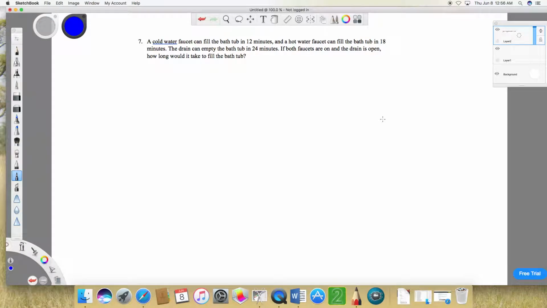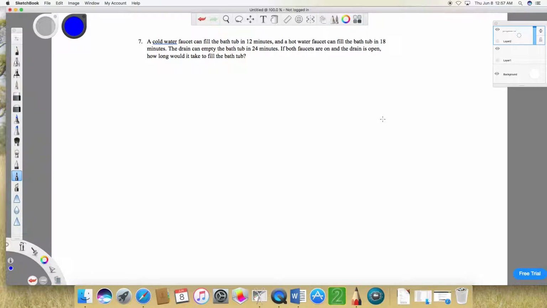Let's take a look at this word problem. We're working with work problems. Here we have a cold water faucet that can fill the bathtub in 12 minutes, and a hot water faucet that can fill the bathtub in 18 minutes. The drain can empty the bathtub in 24 minutes. If both faucets are on and the drain is open, how long would it take to fill the bathtub?